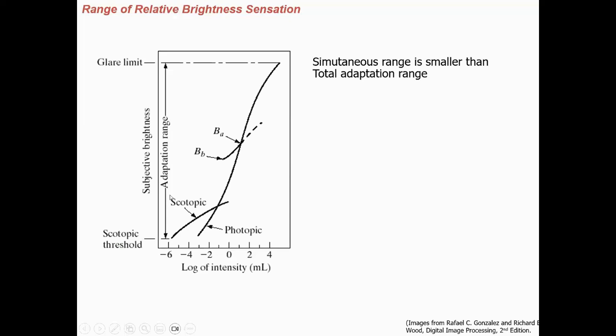So that is actually from the scotopic threshold. The scotopic threshold is where dim light vision starts from 0, so 0 or from the minus value. So this is photopic vision, bright light vision. This is scotopic vision, dim light vision.